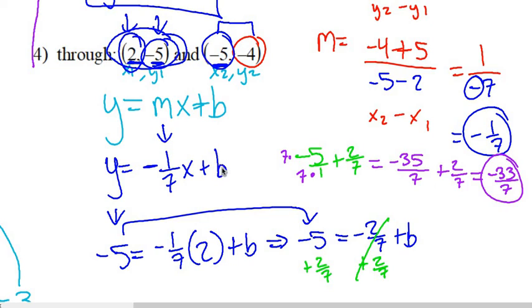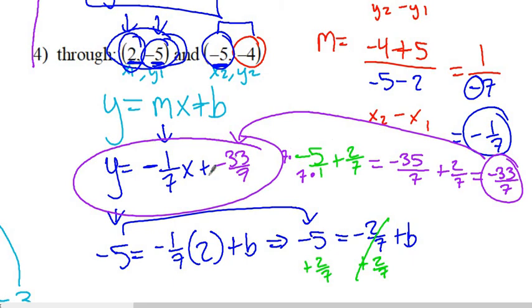So our final answer to this question, what is the slope-intercept form of that equation? Take that b and put it right here. So negative 33 over 7. Of course, you could write that as just minus 33 over 7 if you want to.